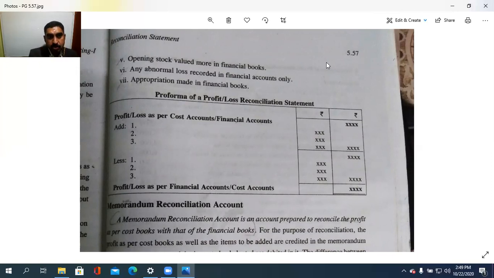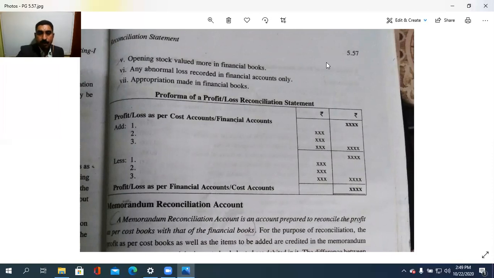financial books. ഫിനാൻഷ്യൽ ബുക്സ് എടുത്താൽ ഈ പറഞ്ഞ ലെസ് ചെയ്ത ഐറ്റംസ് എല്ലാം ആഡ് ചെയ്യണം, അവിടെ ആഡ് ചെയ്ത ഐറ്റംസ് എല്ലാം ലെസ് ചെയ്യണം. We will reach the cost books. അപ്പൊ ഇതാണ് reconciliation statement എന്ന് പറയുന്നത്. ഇതിനെ ഒരു അക്കൗണ്ട് രൂപത്തിൽ എഴുതുകയാണെങ്കിൽ അതിനെ memorandum reconciliation account എന്നാണ് പറയുന്നത്.